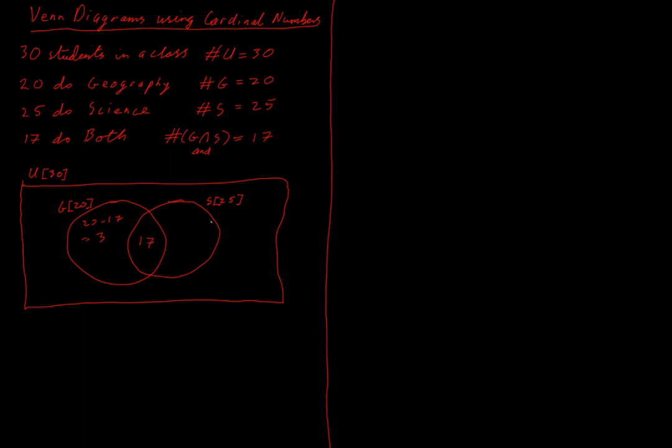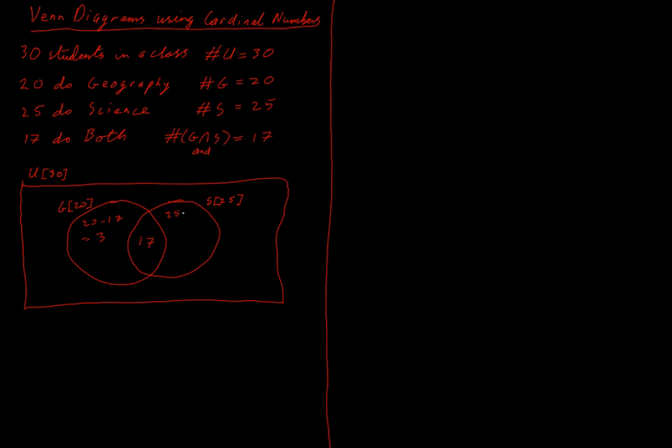Now let's do this with science. Again, we're starting in the middle and we're working our way out. So we have 25 people in total who do science. 17 of them are doing geography as well. So how many of them are only doing science?